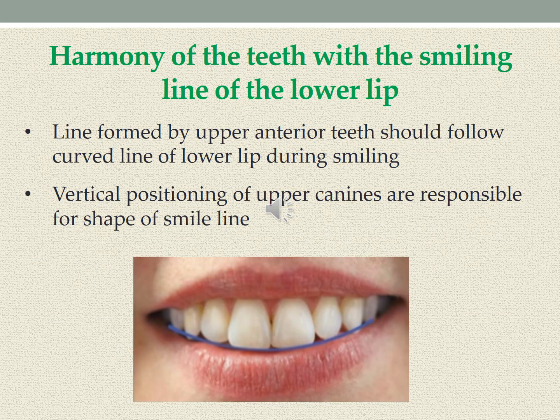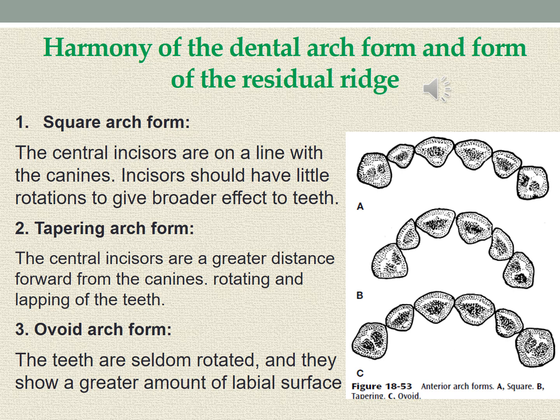The picture here shows the smiling line of the lower lip, which means the shape of the lower lip during smiling. There's another line which is formed by the upper anterior teeth, and this line should follow the curved line of the lower lip during smiling. This is the natural appearance. Also, the vertical positioning of upper canines is responsible for the shape of the smile line because it forms the beginning of the smile line on both ends. There also should be harmony of the dental arch form and the form of the residual ridge.